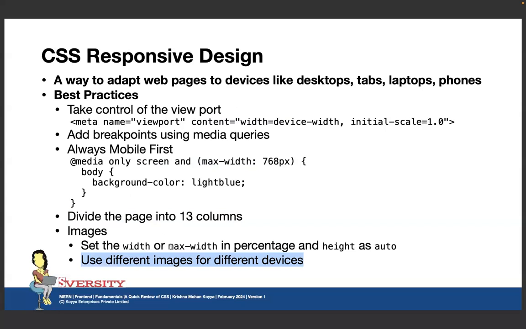Always set width or maximum width as a percentage rather than fixed pixels. Let's say 50% of the width. If you say that, then on mobile it will occupy 50%, and on the desktop also it will occupy 50%. Do not specify the height. Set the height as auto so that the aspect ratio is automatically maintained.